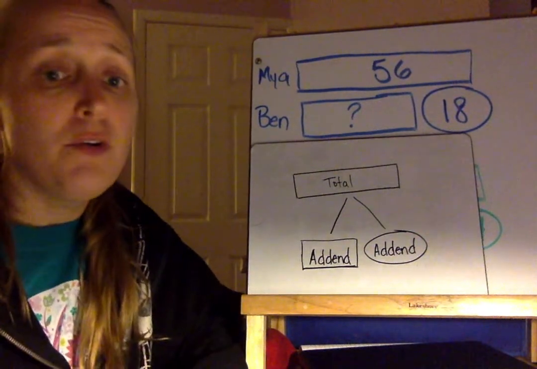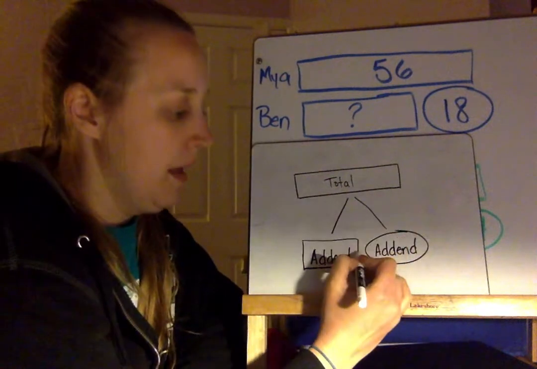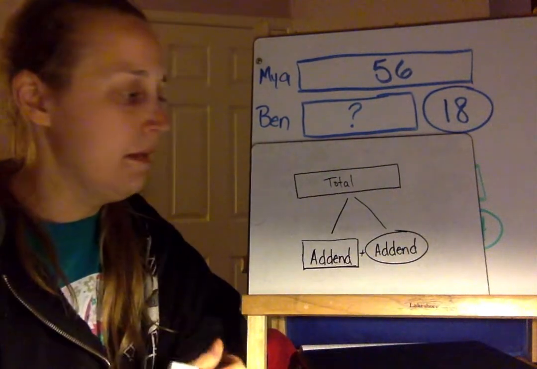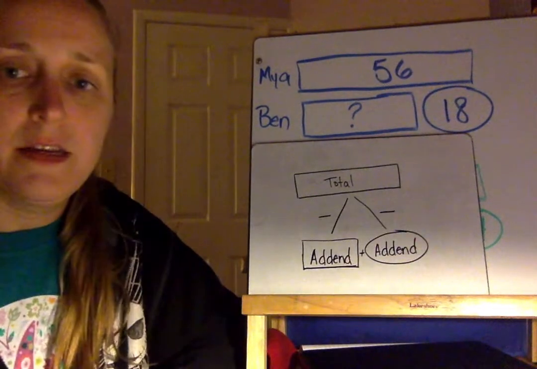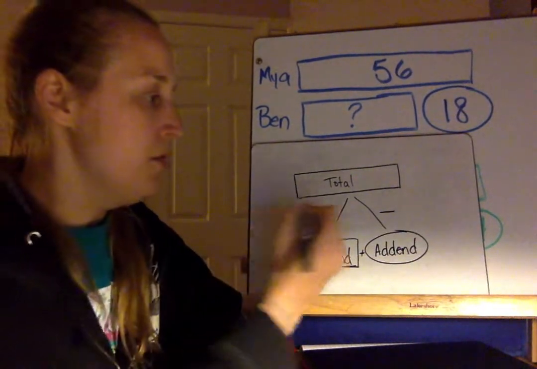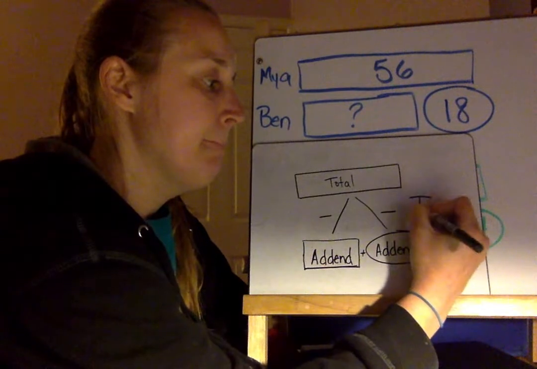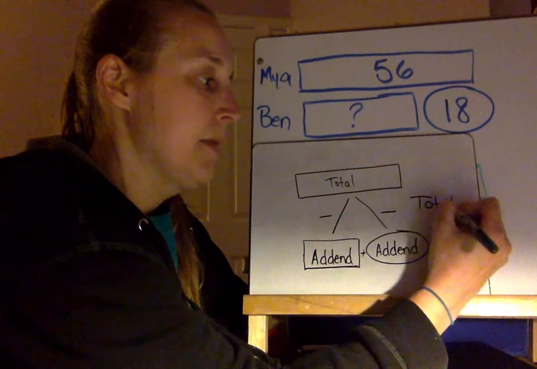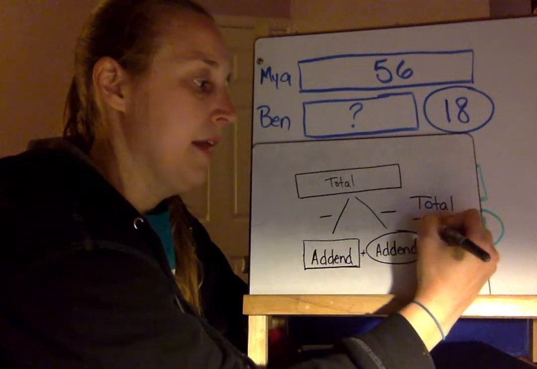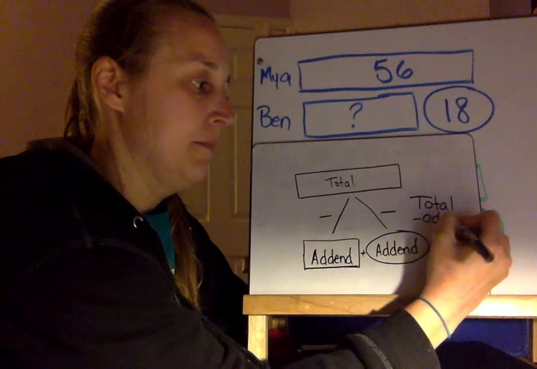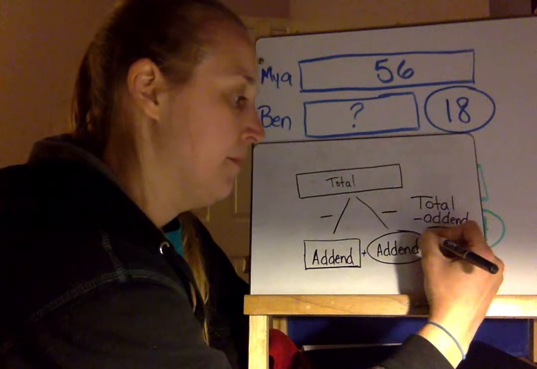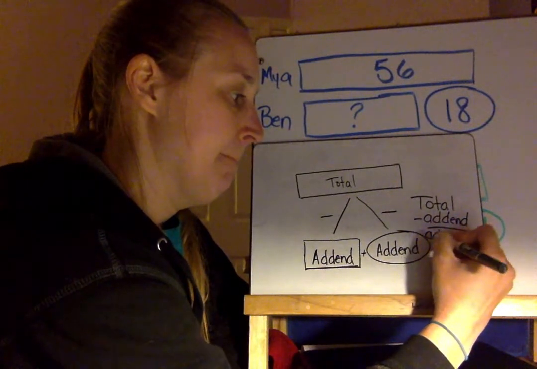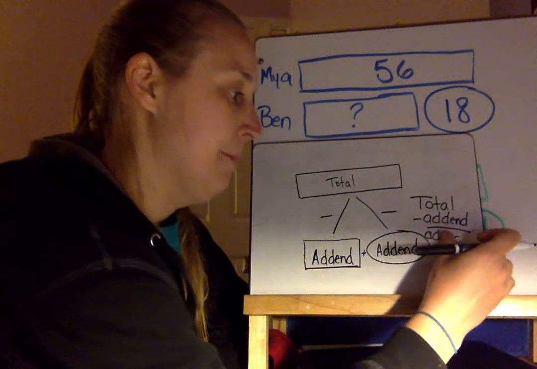If we don't know what our add-in is, if we're missing an add-in, remember we can always subtract from our total. So we would take our total and we would subtract an add-in to get the other add-in. Oops, I can't spell.